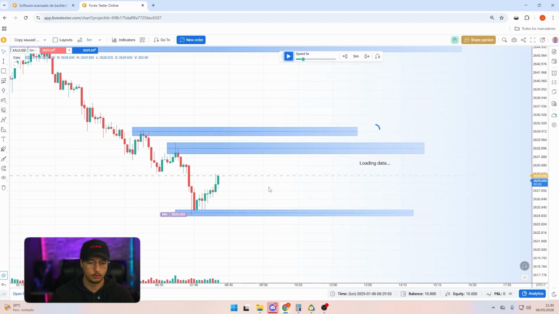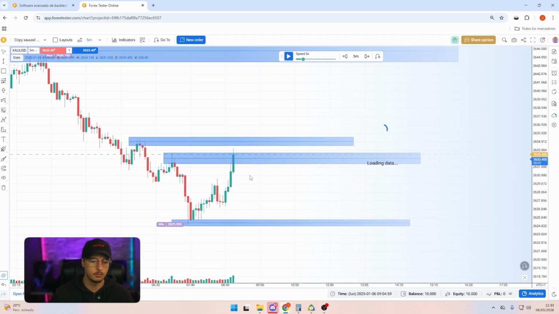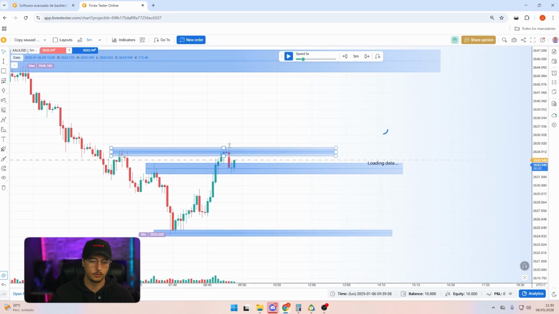In this case, it's coming up, and let's see if it touches the level. Perfect, it touched the level. Now the only thing we need to wait to see is if it does any type of retest or goes above. Now it's coming down again. This level is virtually irrelevant just at the moment because it's actually reacting to this one. So we could actually delete this one, but obviously we're not going to do it yet.